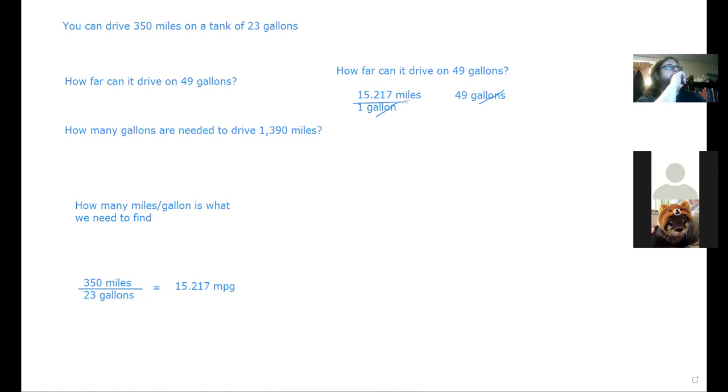So at that point, we just take the 49 times 15.217, which would give us 745.65 miles. So that's how we figure out how many miles we can drive based on a specific amount of gallons if we know the efficiency.